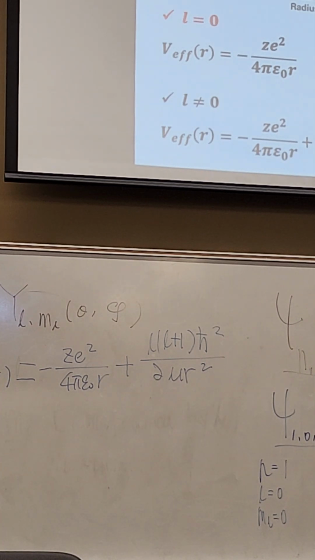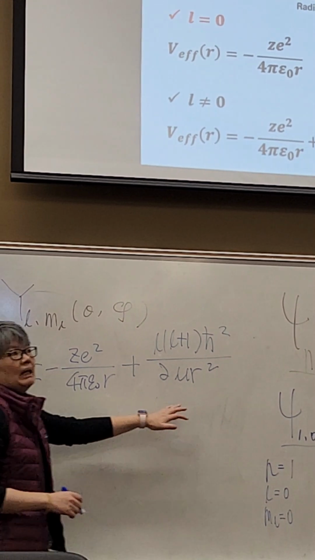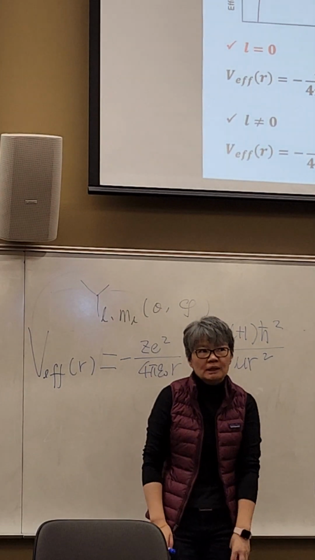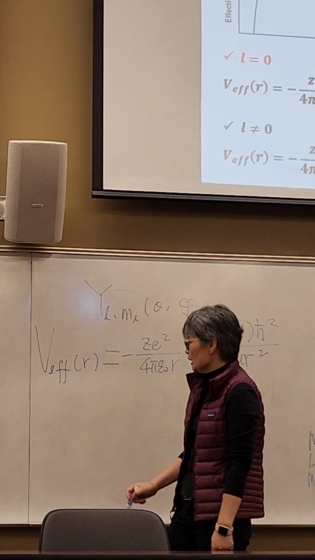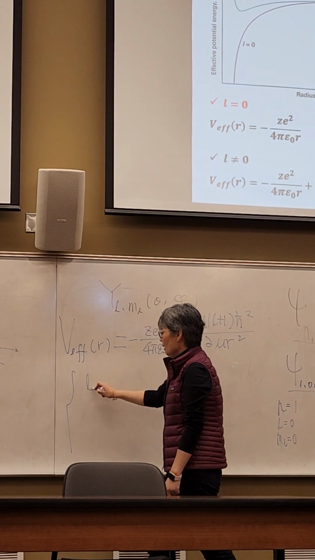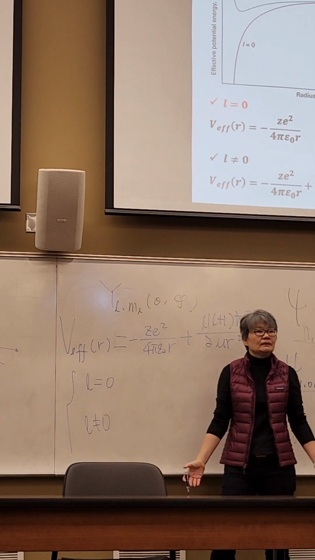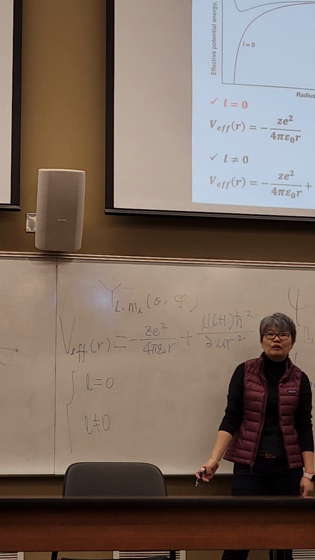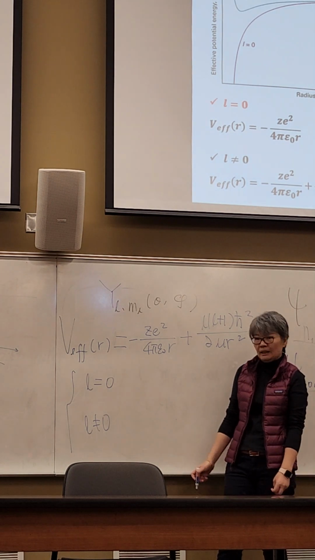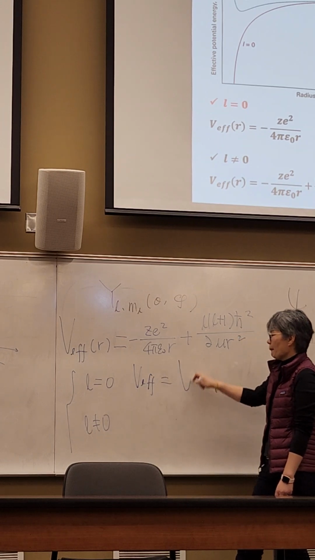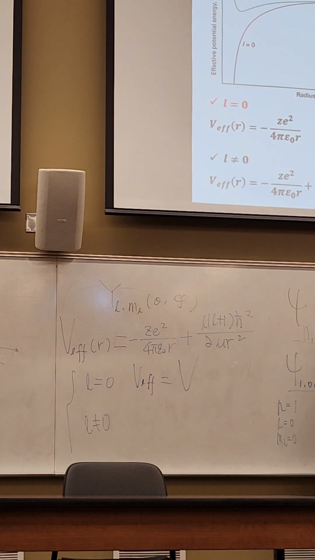Now we can examine the relationship of the potential energy with respect to the radius, the distance of that electron to the nucleus, in two scenarios. Why two scenarios? Because whether l is 0 or l is non-zero is a different scenario. You guys follow me, okay? If l is 0, what do we see? The effective potential is only the Coulomb potential.